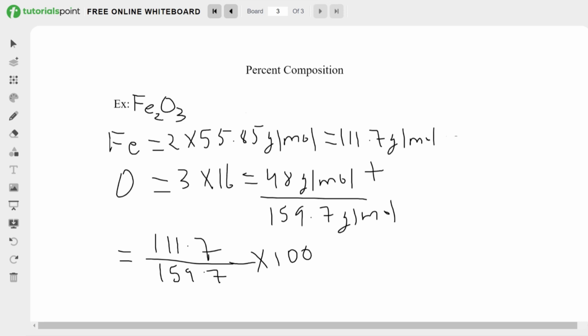And so when we calculate this out, we get 69.9%. So we know that we have 69.9% Fe. And now for the oxygen, just like I said before, we can subtract from 100 and we get 30.1% of oxygen in this compound.